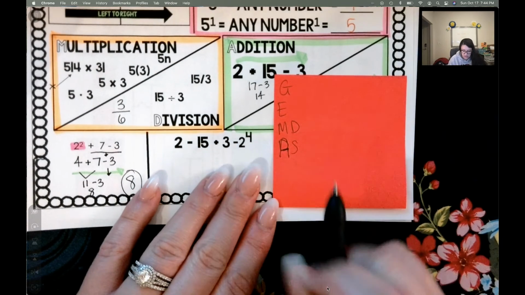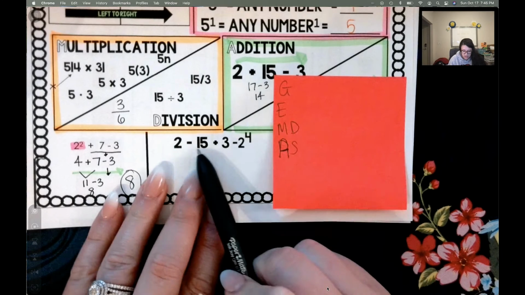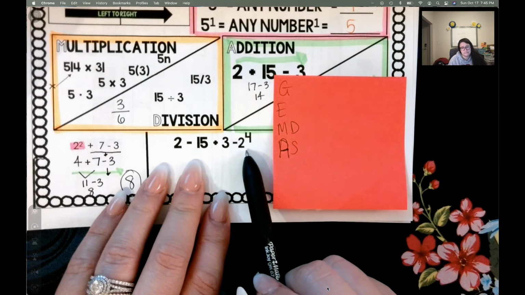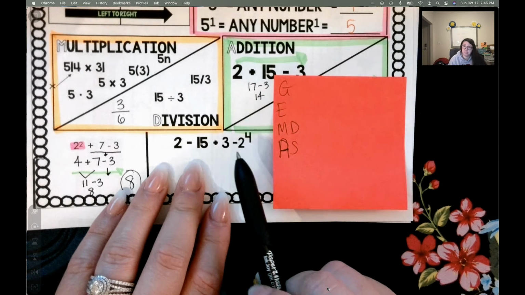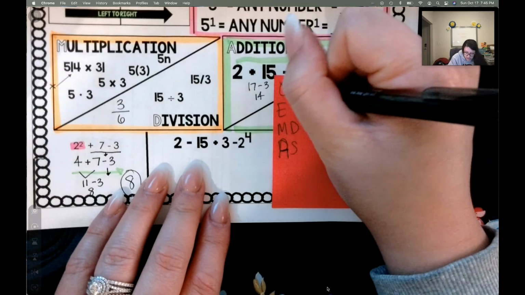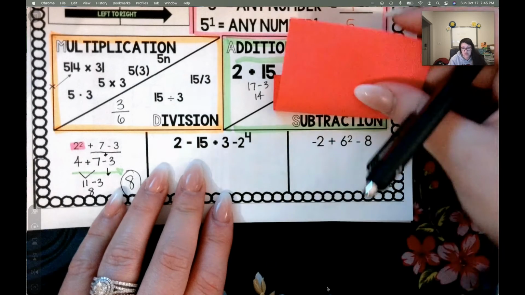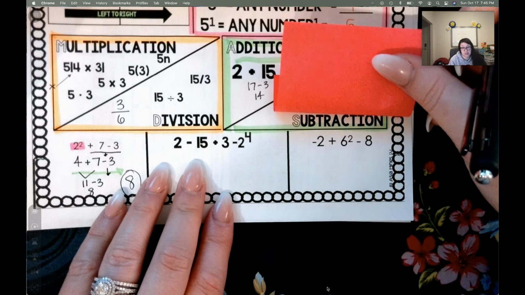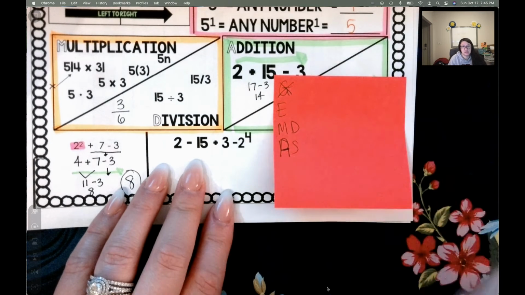All right. So first G, grouping. Do we have any grouping here? No grouping in this problem. We don't have grouping in any of these down here for these examples, but don't worry, you're going to be seeing some soon.